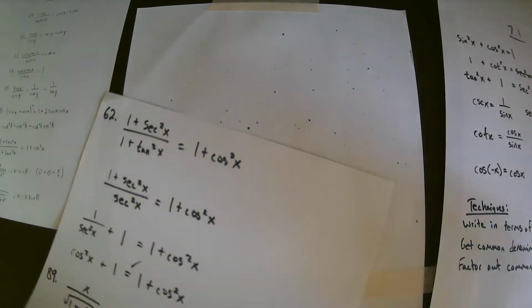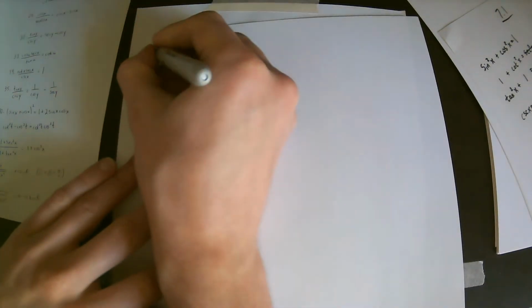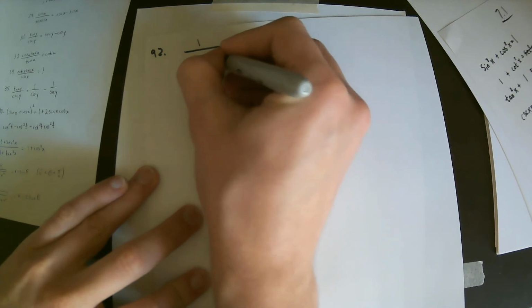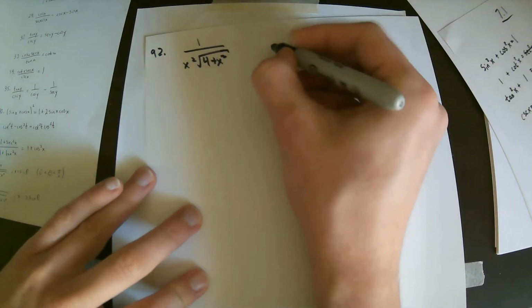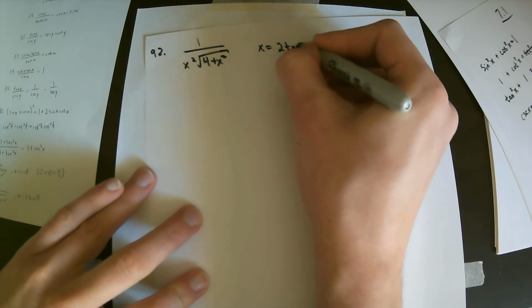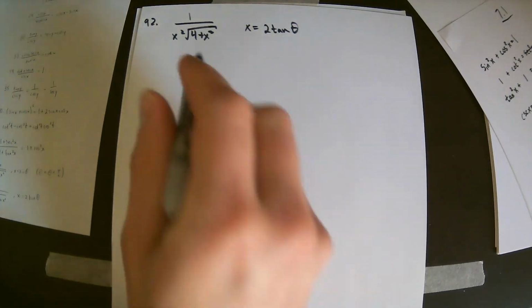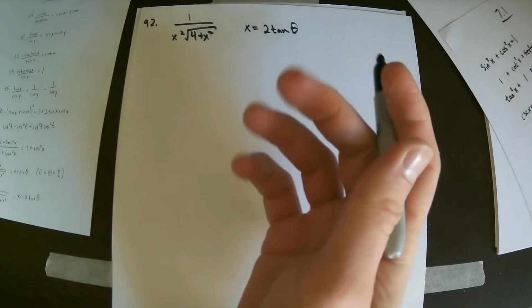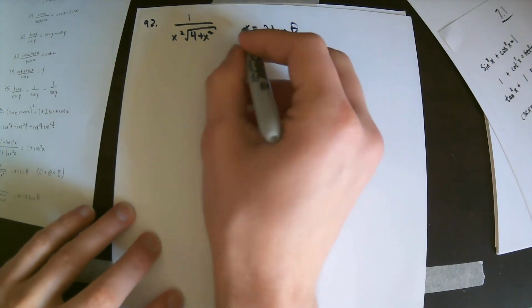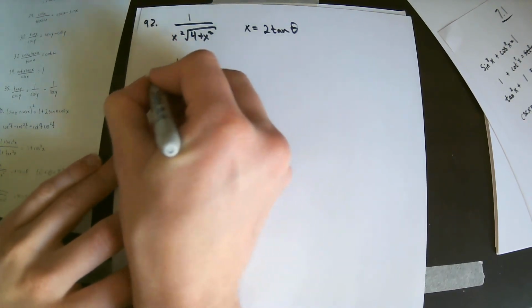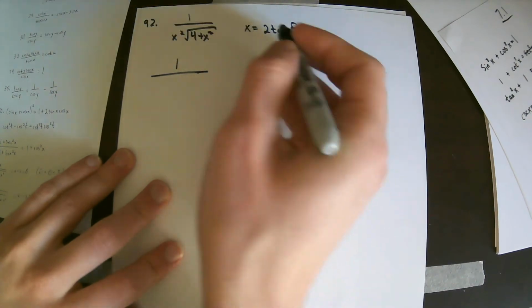Alright, here's another one. Let me get another sheet for this one. Alright, last one, 92. 1 over x squared times the square root of 4 plus x squared, where x is 2 tangent of theta. You actually do run into problems like these in calculus when you're doing calculus things with trig functions. You go back and forth between substituting things like this, and you find yourself having to simplify things just like this with trig functions plugged into them.